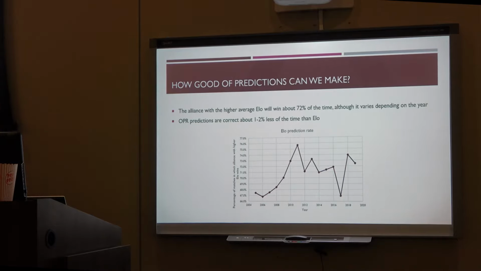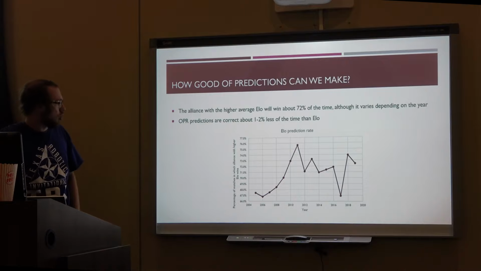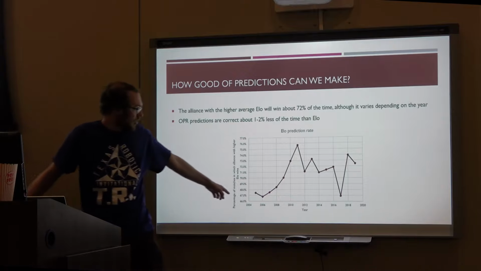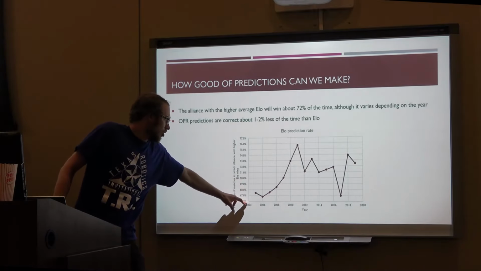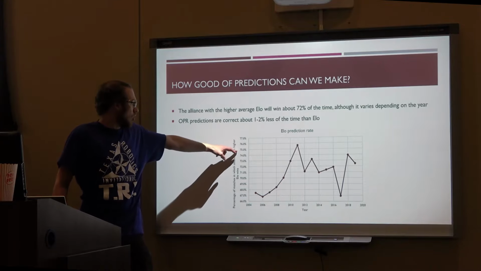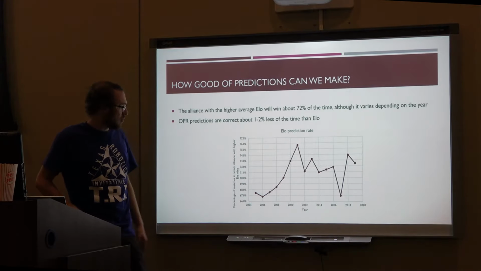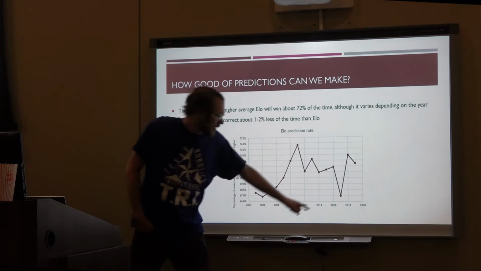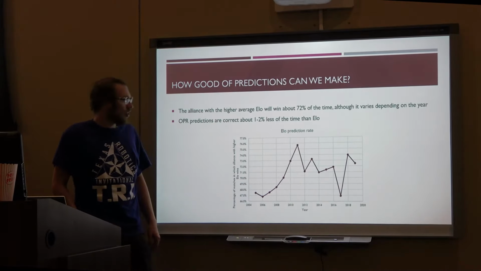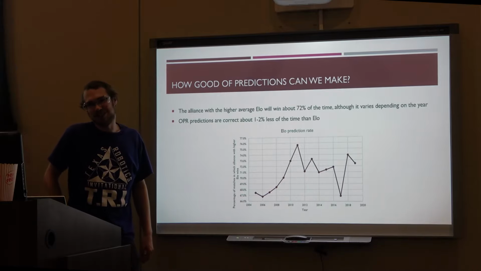Just broadly, how good of predictions can we make with these kind of metrics? Here's a graph of how many correct matches, or matches where the alliance with a higher Elo wins, in each season. And OPR follows a similar trend, maybe 1 or 2% lower. But you can see here it varies from about 2/3 of matches to about 3/4 of matches, depending on the game and the season. 2017 was a record low year for how good of predictions you can make.